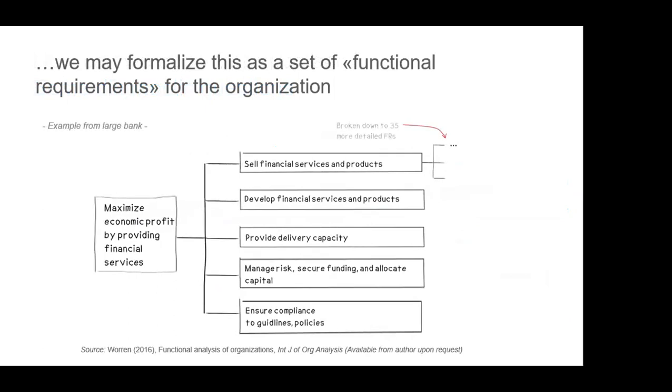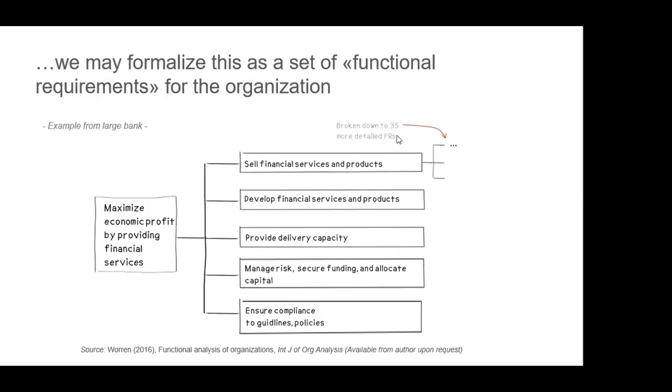And this in turn, we can then formalize as a set of functional requirements. Like in engineering, when you develop a set of functional requirements for a product that you want to develop, you can also formalize this as a set of functional requirements for the organization. So this is one example here for a project I did myself a few years ago for a bank, where we defined 5 main functional requirements for this large bank.